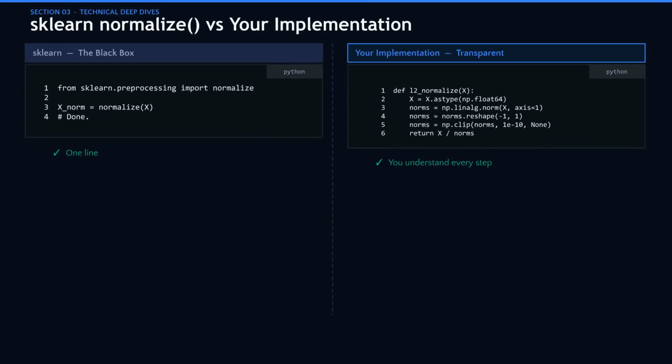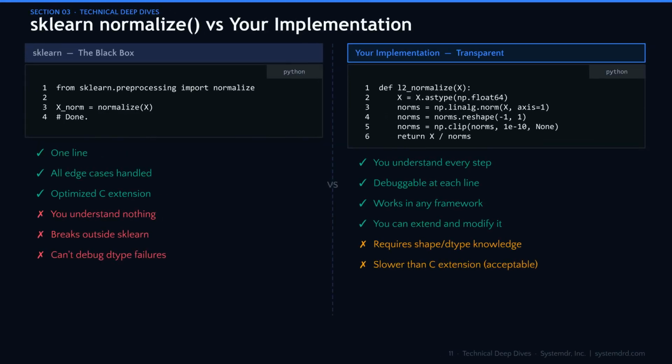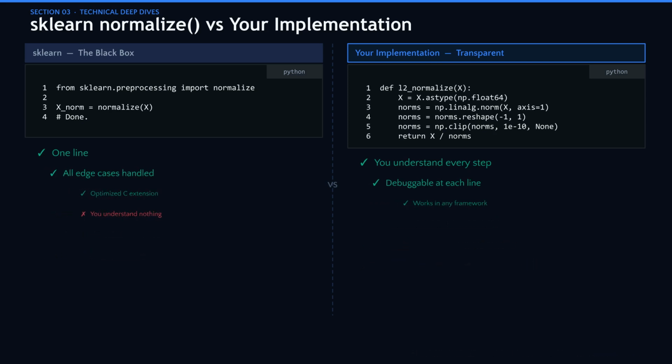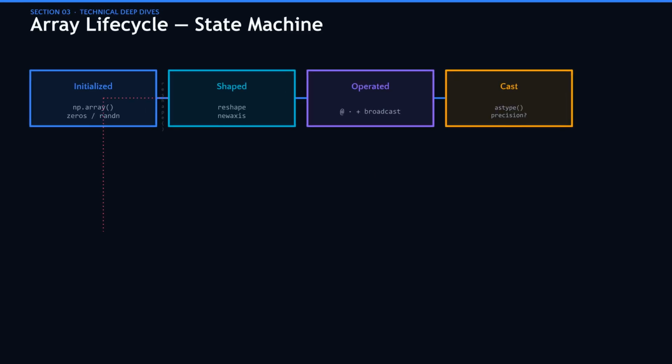Comparing the built-in sklearn normalize to our implementation shows a trade-off. Sklearn is a highly optimized black box, while our manual implementation is transparent, debuggable, portable, and requires full shape and dtype knowledge. The array lifecycle is a state machine.